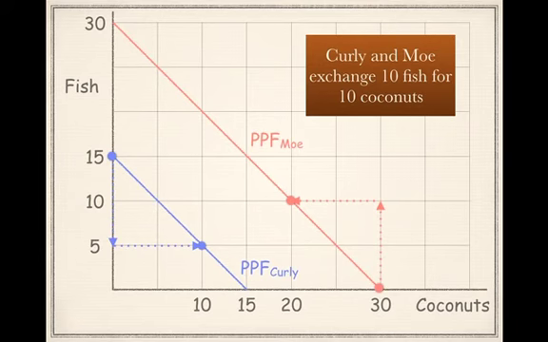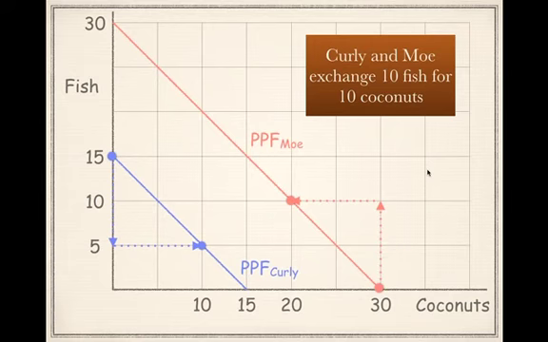Curly can eat 5 fish and 10 coconuts, and Mo can eat 10 fish and 20 coconuts. But they could have produced that much and consumed that much if they had just produced on their own. So in this scenario, at that exchange, neither party benefits from specialization and trade. They're both on their original PPF. There would be no reason to specialize and engage in trade when you could have done the same thing producing in autarky, or just producing for yourself.